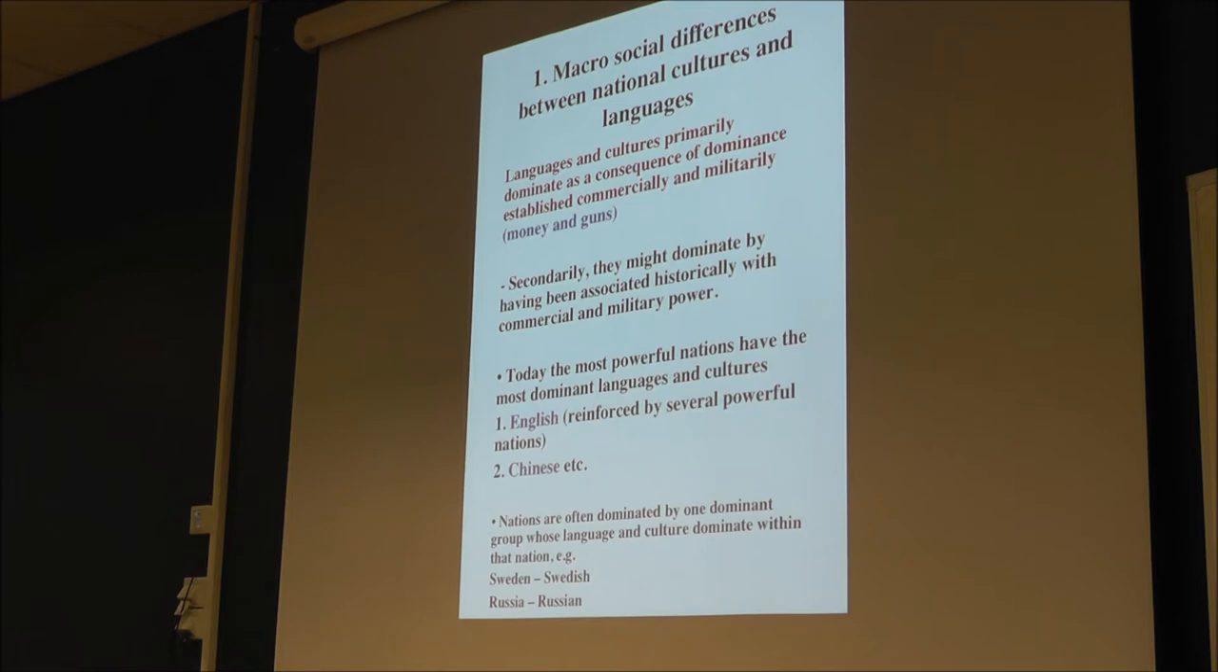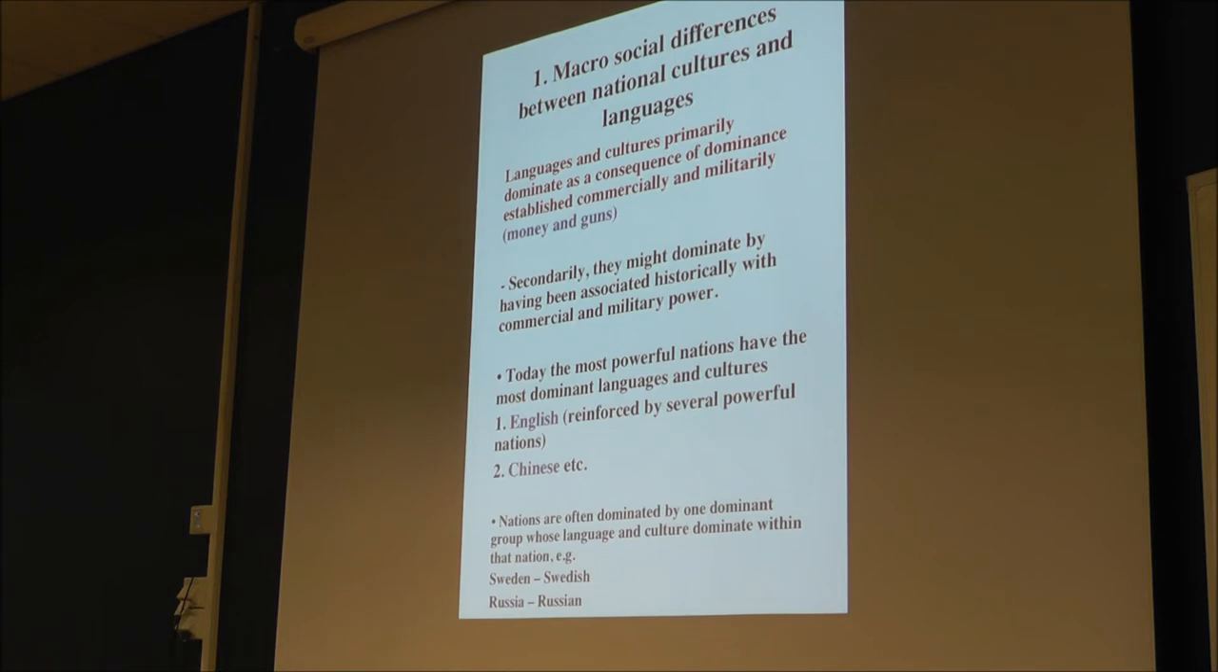dominance established commercially and militarily, money and guns. You think about the world languages. When was Latin a world language? Well, when the Romans were the mightiest empire. When was Greek the most important language? When the Greeks, Alexander the Great, had marched from Greece to India, etc. When was French the most important language? When Napoleon Bonaparte was conquering most of Europe and Russia, etc.